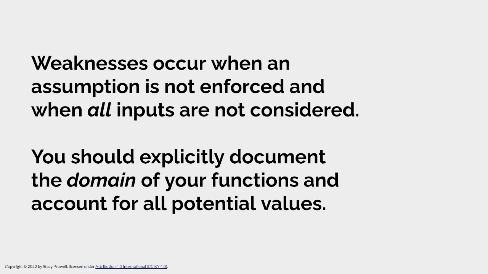Okay. Weaknesses occur when an assumption is not enforced and when all inputs are not considered. And you should explicitly document the domain of your functions, and you should account for all potential values, right? The problem with that piece of OpenSSH code is that they didn't account for large values in that nresp variable where it could potentially overflow. They should have checked for that, or at least defined what that region would be, or taken some steps to assure that it was always in range.